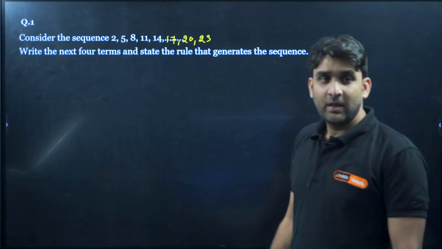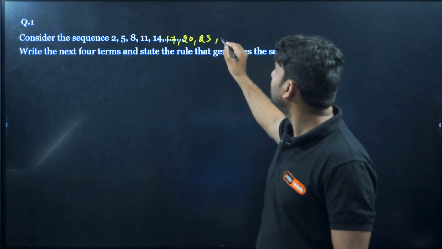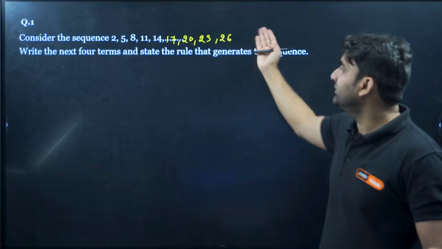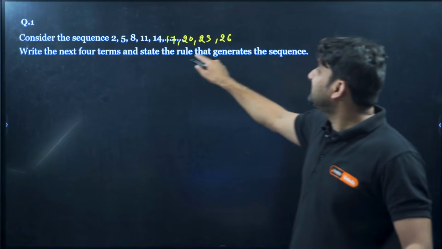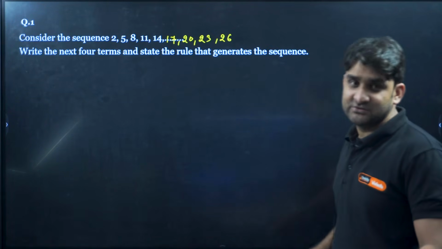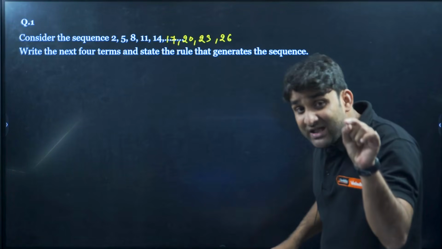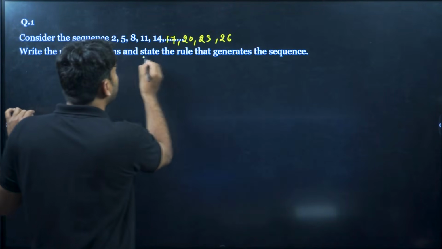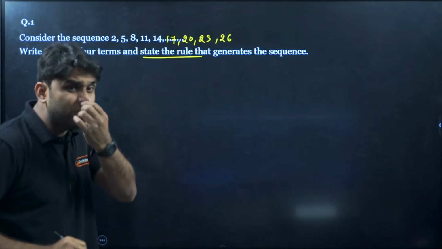Simple. Right? Next 4, okay. So 23 plus 3 will be 26. So these are the next 4 terms. Now, state the rule that generates the sequence. So we have to write the rule. Which rule is being followed here?